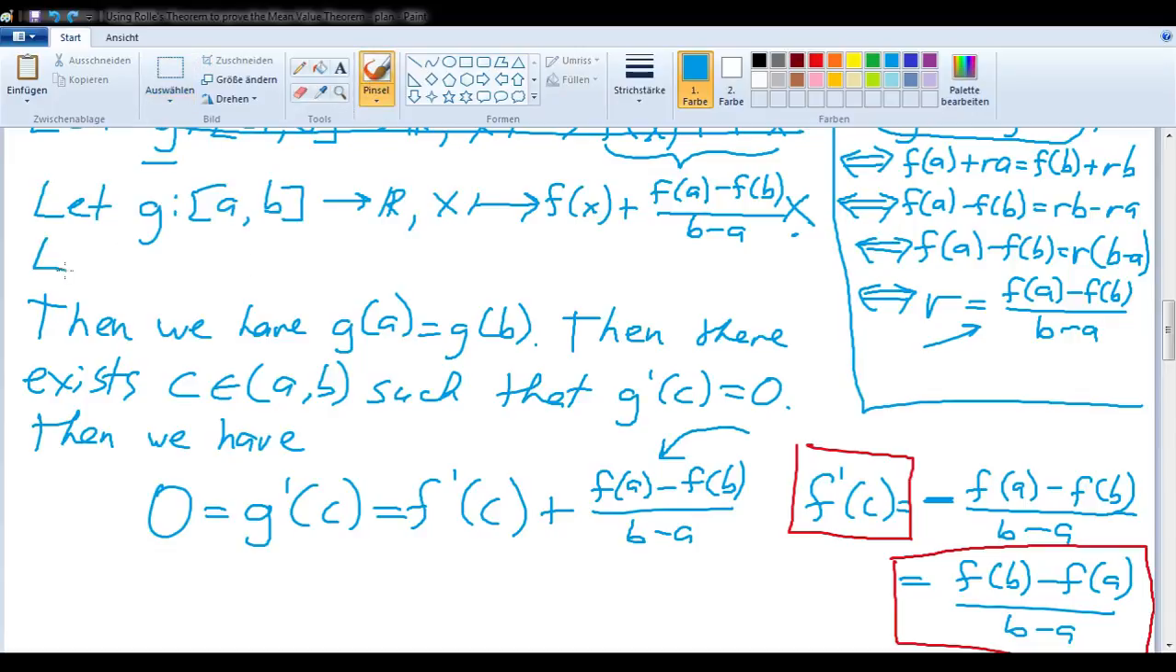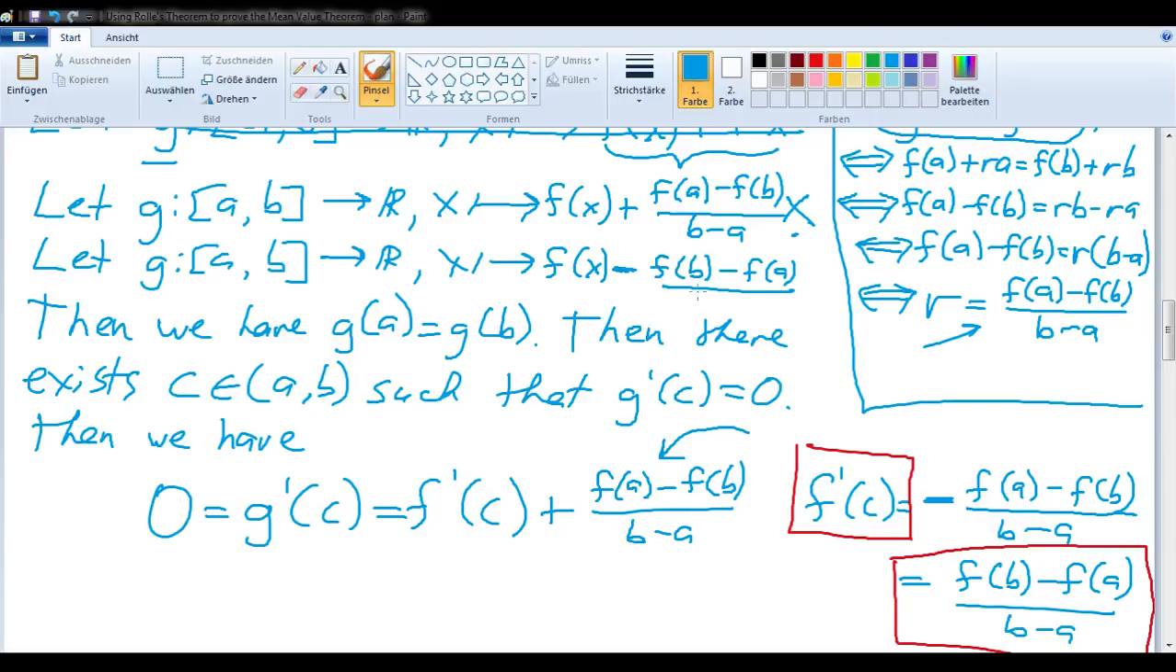So we could just write it. Let g be this function here. And now we're just going to put a minus sign here instead of a plus sign. And then we have f of b minus f of a over b minus a times x. Right? So this is just an alternative version that we could use, which I find somewhat more elegant because this is then exactly the thing that we're trying to show later, instead of just being a negative version of it.